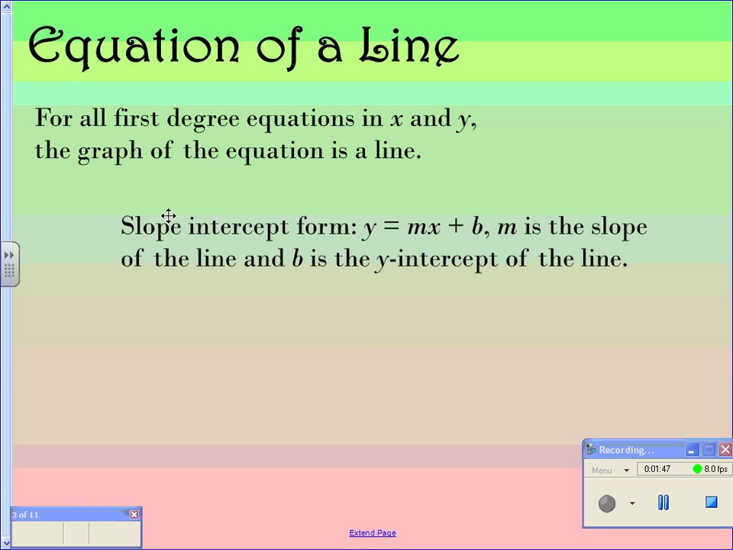Slope-intercept form, y equals mx plus b. What is your m? The slope. And what is the b? The y-intercept.